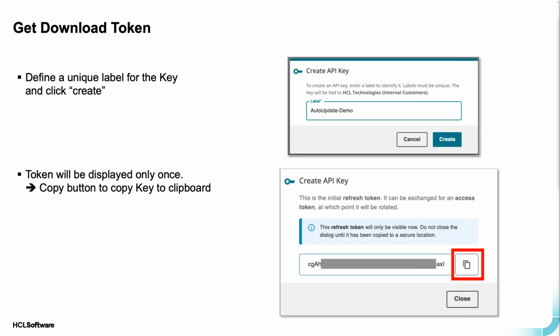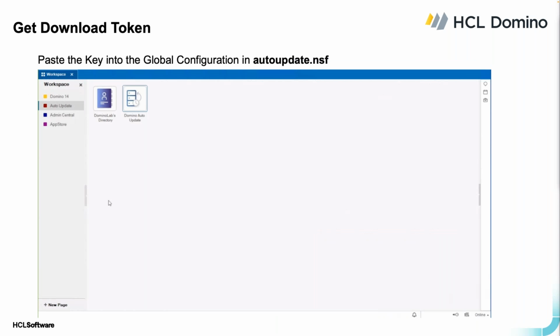So once that is done, once you have the API key in your clipboard, we need to apply that into our Domino environment. And this is where we are coming to the new database called Domino Auto Update or autoupdate.nsf.